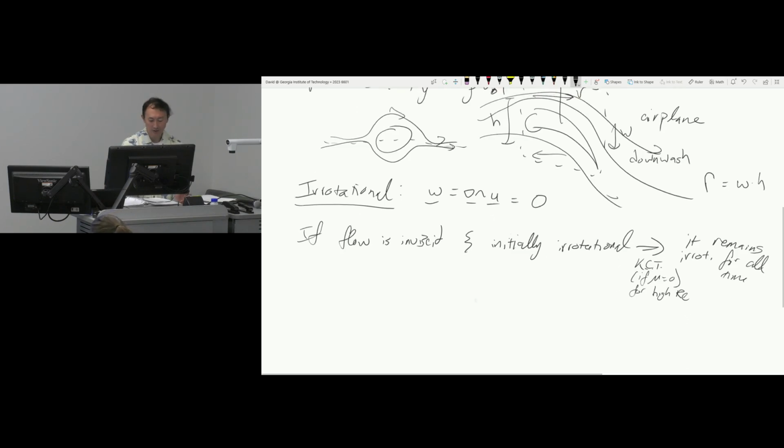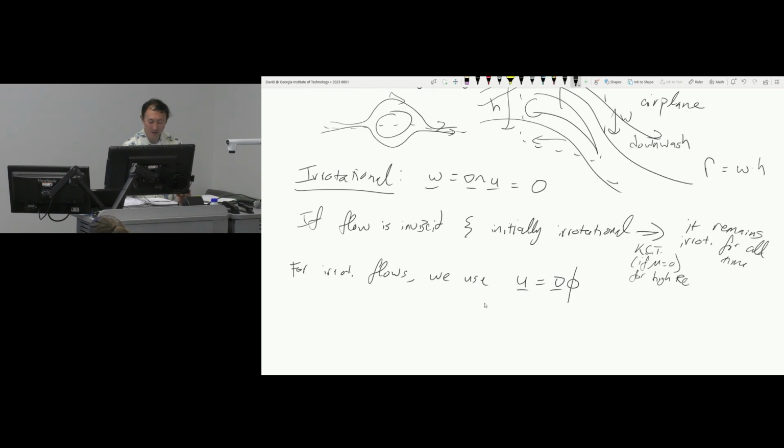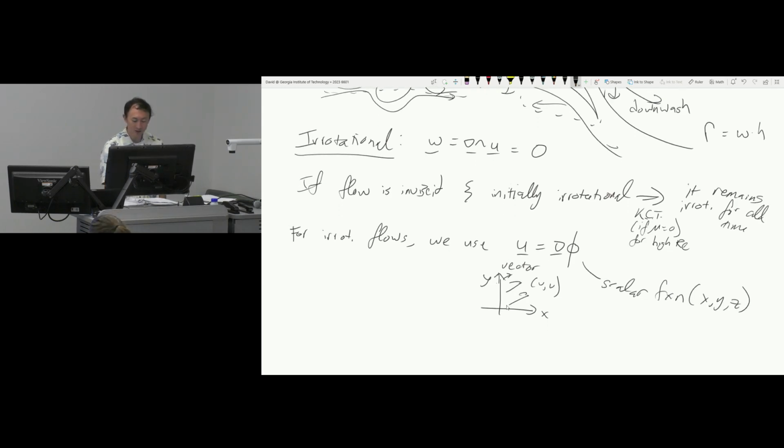Now, if it's irrotational, we don't deal with velocity fields. For irrotational flows, we use the potential. The big idea is that the velocity field is a vector, and the potential is a scalar. I'll draw this in 2D. You've got your 2D velocity field, your x and y, two independent components. All that information is contained in the scalar function, which is a function of x, y, and z. In some ways, you can imagine that the scalar function is like the elevation of a mountain.